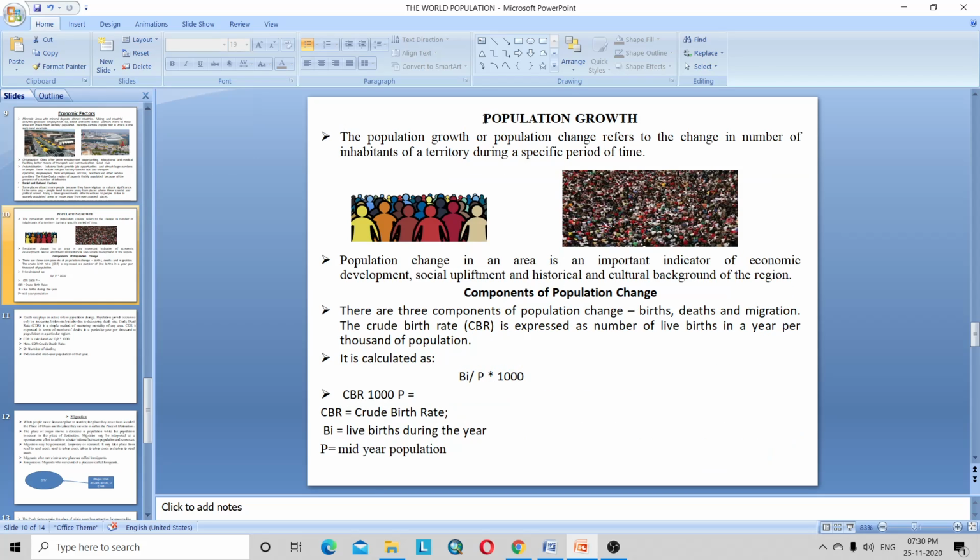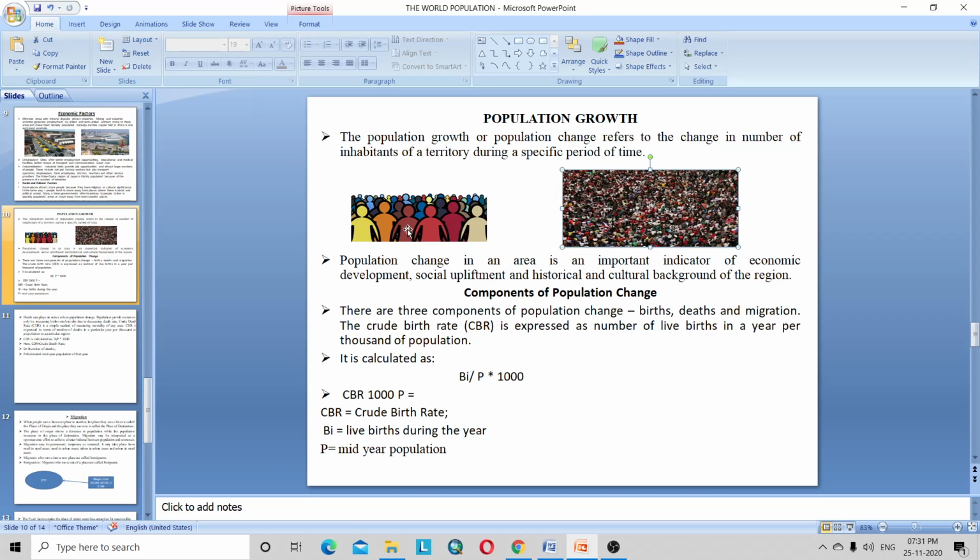So we'll come to population growth. Population growth, which you can also call population change, refers to the change in the number of inhabitants of a territory during a specific period of time. In this picture, you have fewer people, and within a period, for example 10 years, the population has increased. So it means that there is growth in population.